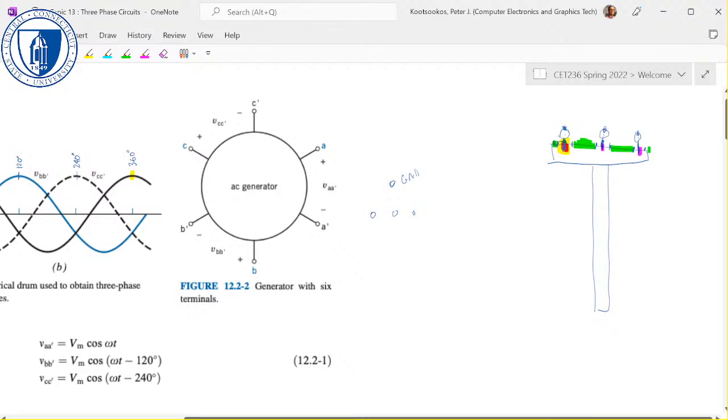But the thing is, though, they're your three phases, right? A, B, and C. And usually you'll only get one phase to your house. Sometimes, if you need a lot of power, a lot of commercial premises get all three phases. And they use a different plug to get all three phases into the power system.